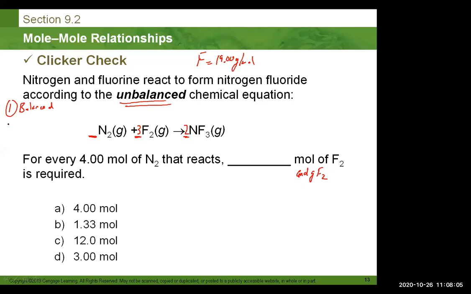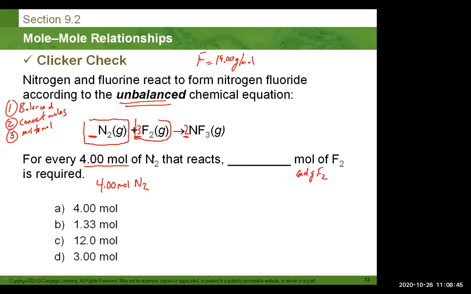Step number 2 is to convert to moles. And in this particular case, they already gave us a number in moles, so we don't have to do that. So we do have 4 moles of N2 given to us. The third thing is really the big stoichiometry part, and that's the mole-to-mole relationship from the balanced equation. In this particular case, they gave us N2, so we're interested in N2. And we are looking for F2, there we go. So we're looking for F2 in this case, which is this guy here.